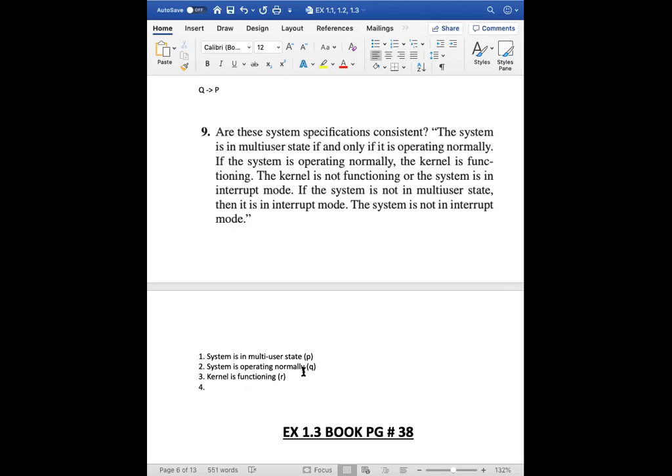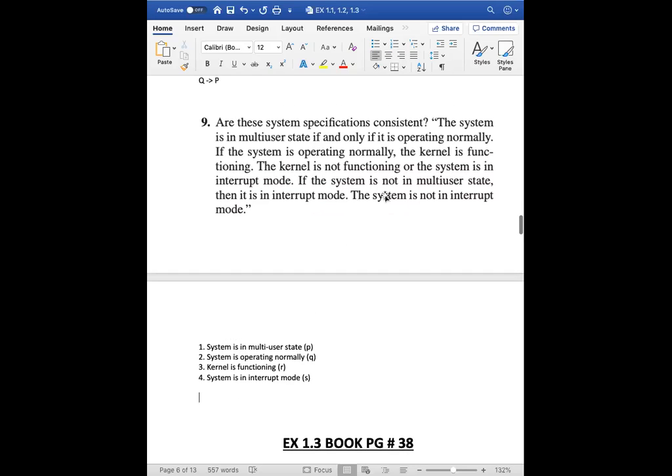And then lastly, I will have another statement, "system is in interrupt mode," represented by the variable S. So now I have these statements represented by these different variables. I just picked these statements based on the text here.